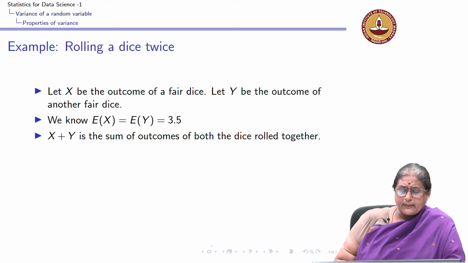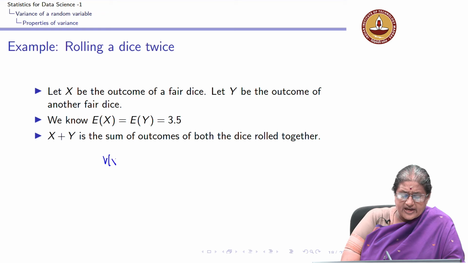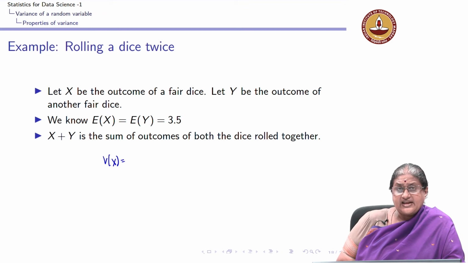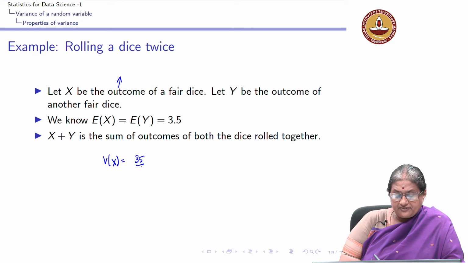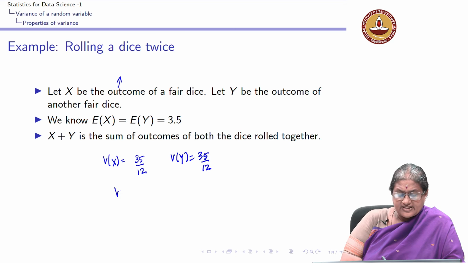We already computed the variance of X in a roll of a single die. You recall again X is a uniform distribution. So you can see that this was 35 by 12. Variance of Y is also going to be 35 by 12. Hence, variance of X plus Y equal to 70 by 12.